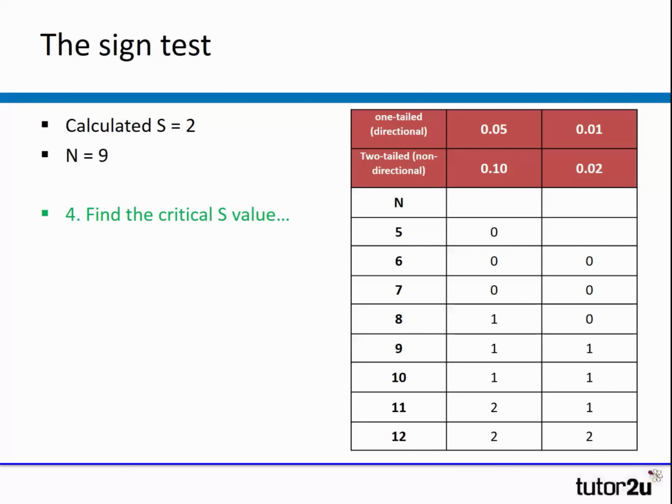Now, once you've got the calculated value for S, which is 2, and we've got the N value, which is 9, you can then find the critical S value. So we've got a different S value here. This is the critical one, which we're going to compare our calculated one to.